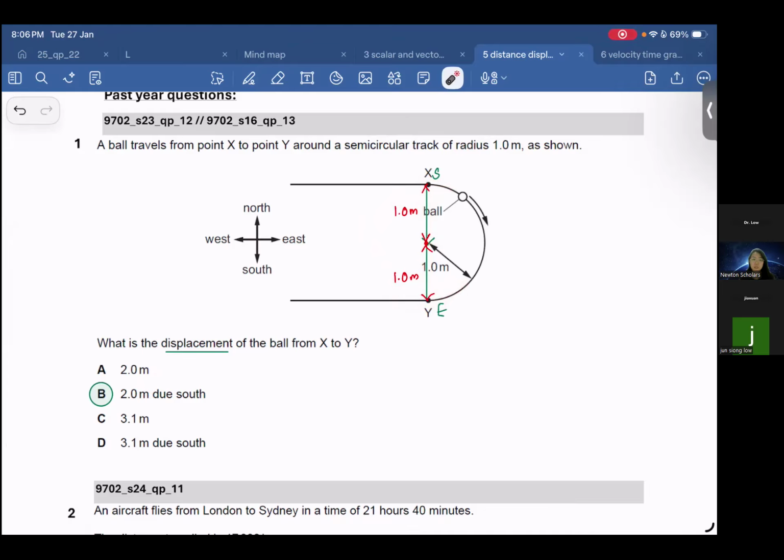But it is not A because displacement has direction. It is pointing from here, the north part, to the south part. This is the direction of your displacement. So it's due south. Okay, Jiashen, is it okay for this question number 1?